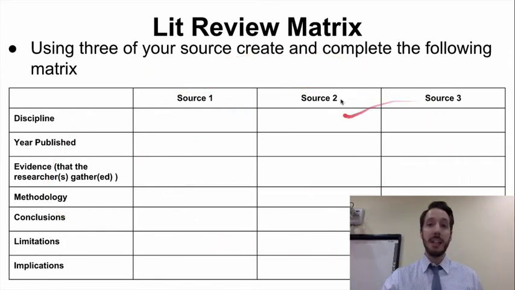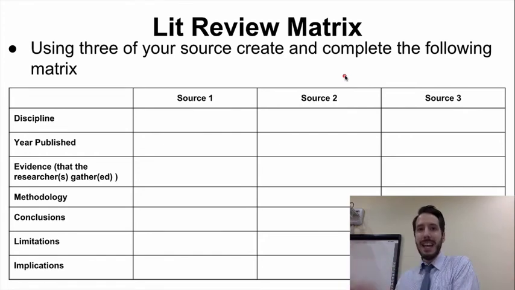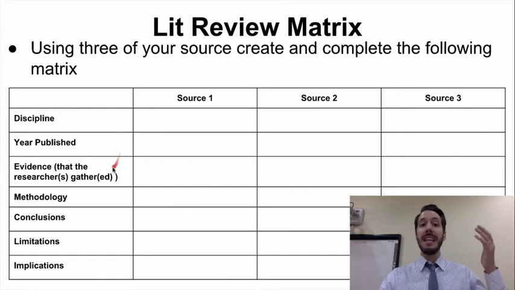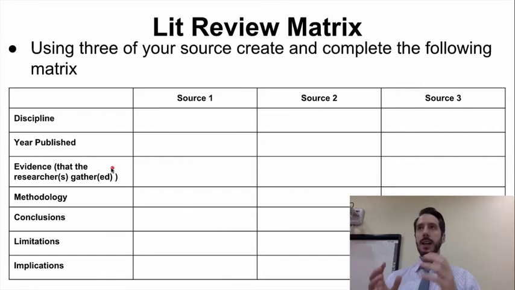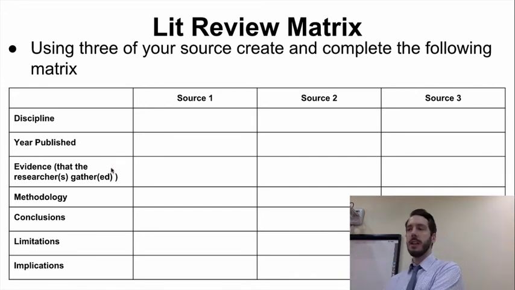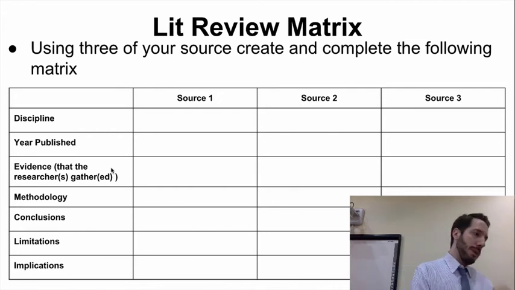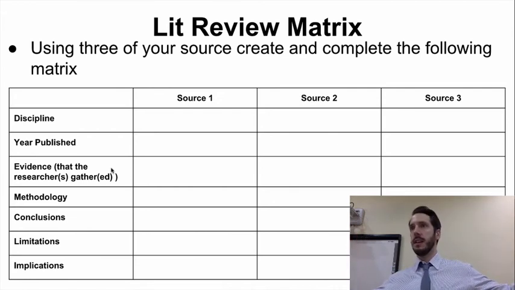It is merely a table where you plug in the discipline of each research paper you collected, the year it was published, the evidence that was gathered. Now I have to explain this. By evidence gathered, I mean they got responses back from 200 participants in an online survey. They interviewed 10 people. They did a focus group with 20 individuals. They did a case study following 4 people. They analyzed 1,000 research papers of meta-analysis on X. Just what was the data they were getting back? Then all the parts of their methodology. What were their conclusions, their limitations, and implications?